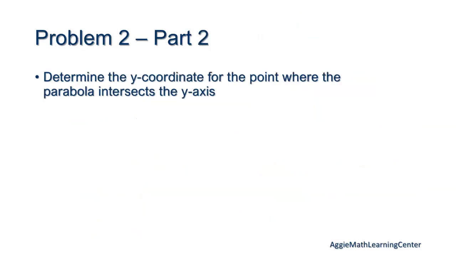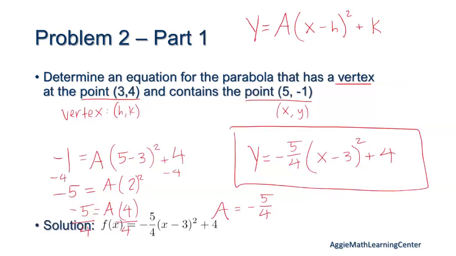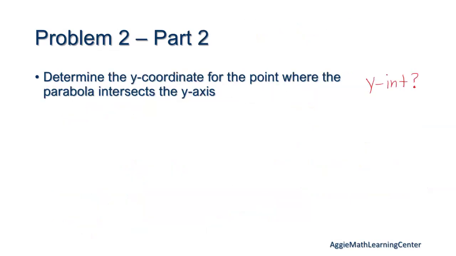Okay, problem 2. Determine the y-coordinate for the point where the parabola intersects the y-axis. Well, all that's asking, bunch of words, we're just looking for the y-intercept, okay? Where is the y-intercept? And I knew that because of the y-coordinate for the point where the parabola intersects the y-axis. So it's just intersecting that y. So I'm just going to take this equation and write it over here so we can remember it. -5/4 (x minus 3) squared plus 4, I believe.